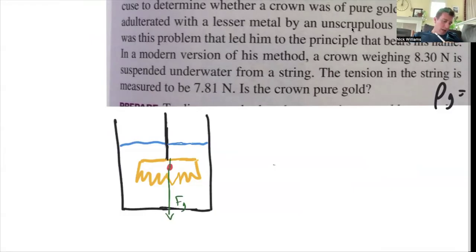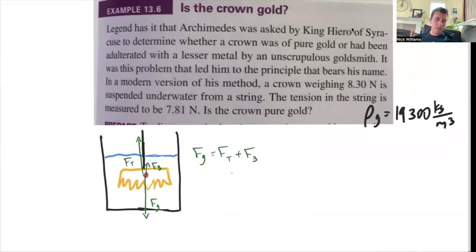And then going up, I am going to have a force of buoyancy. And then I'm also going to have the string itself, which would be a force of tension. So based on that free body diagram, I know that if I take direction out of the equation, I would have force of gravity equals force of tension plus force of buoyancy. And I have values for those.